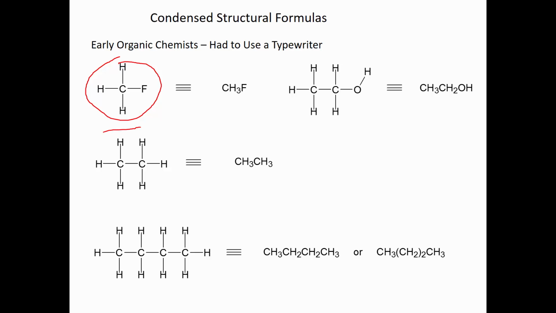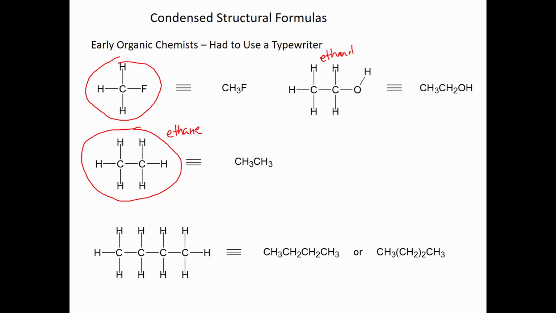All right, let's look at another one. This is ethane. And its structural formula here could be written as just two consecutive CH3 groups. All right, here is ethanol. Okay, so it's a carbon followed by a carbon with an oxygen on it. This is how we would write the condensed structural formula for ethanol.